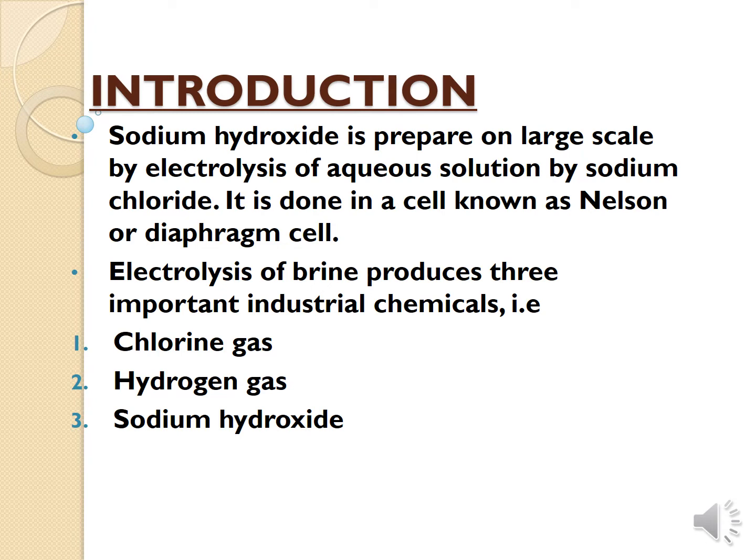Electrolysis of brine produces three important industrial chemicals. Brine solution is actually the solution of sodium chloride, and in this cell it will produce three products: chlorine gas, hydrogen gas, and sodium hydroxide.